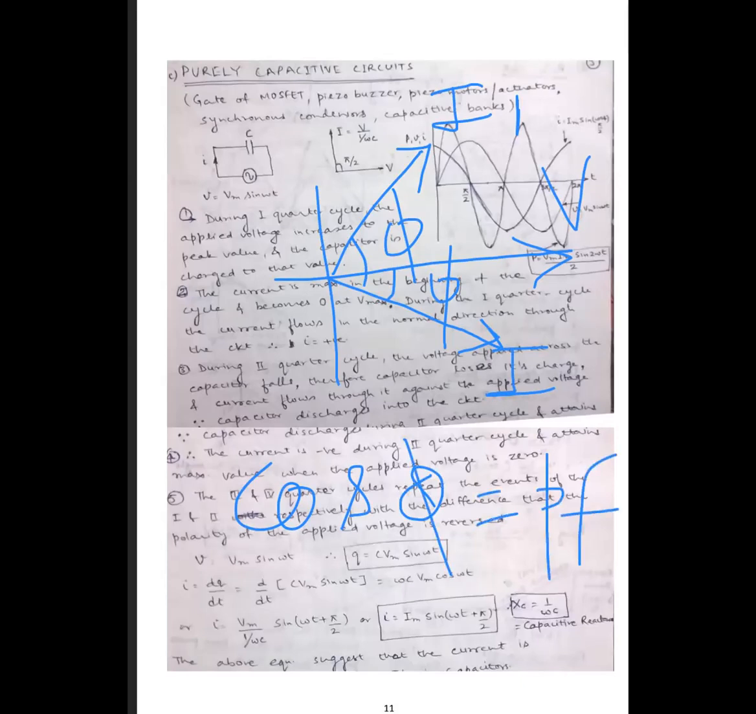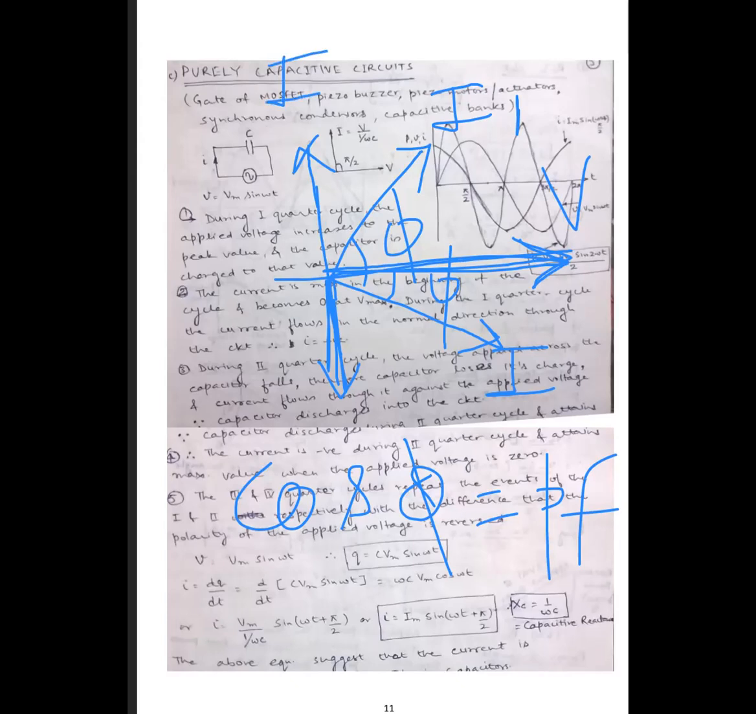Okay, so in the pure inductive case, we have just seen that the current phasor was at a 90 degrees lagging position to the voltage phasor. But in the capacitive circuit, it is inverse. Here, the current phasor is leading the voltage phasor by 90 degrees.